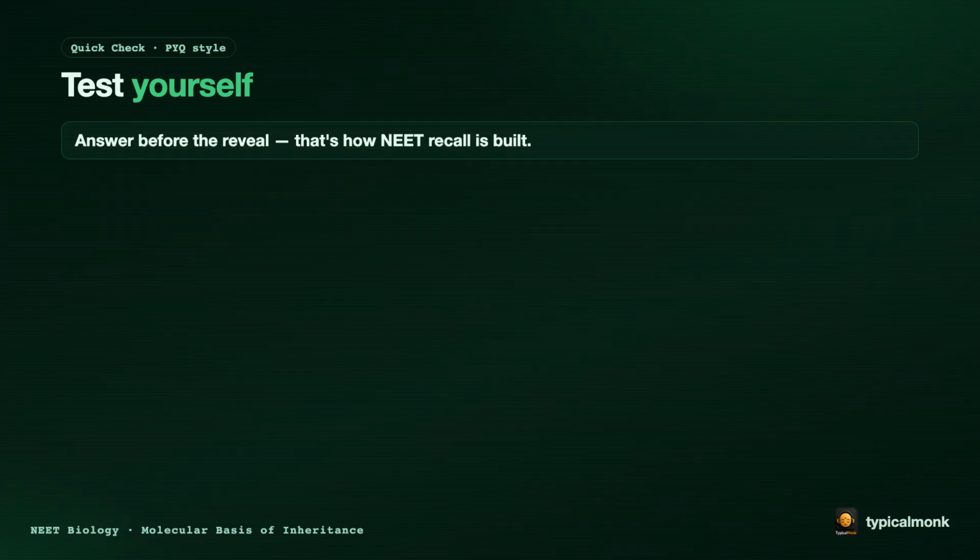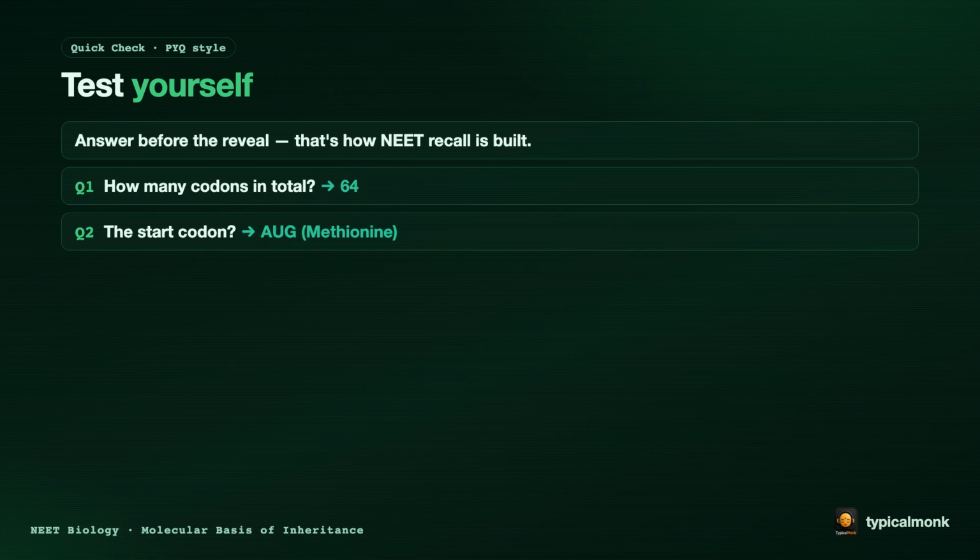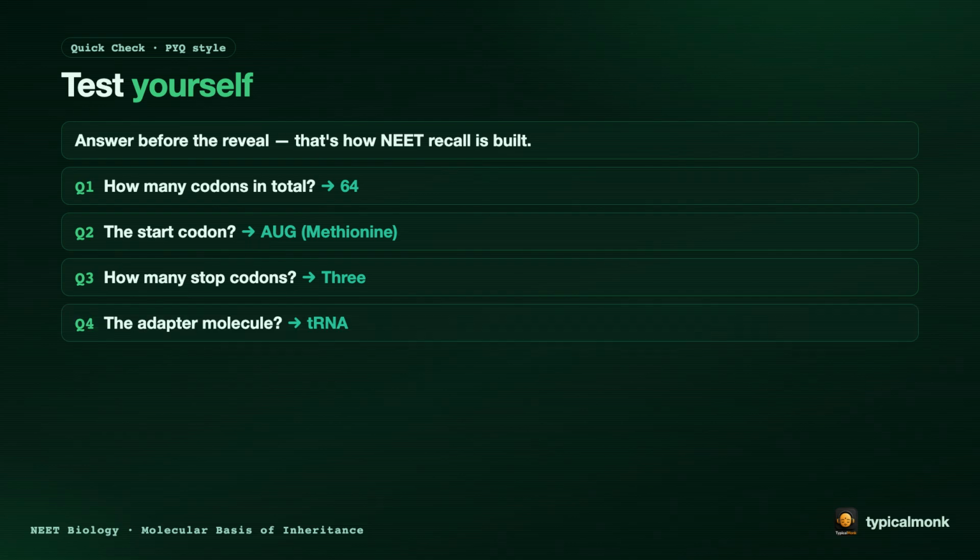Now test yourself. Answer each one before it is revealed. Answer first. That is how you build strong NEET recall. Question 1. How many codons in total? Answer: 64. Question 2. The start codon, AUG, that is methionine. Question 3. How many stop codons? 3. Question 4. The adapter molecule, tRNA. Question 5. The site of translation, the ribosome.